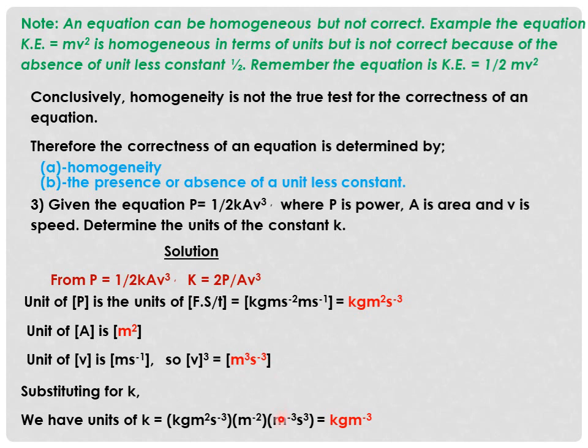So that is why we have minus 3, and the minus 3 becomes plus 3. And so this will take care of this. This will take care of this. And this will take care of this. We are left with m cube multiplied by kilogram. Beautiful.